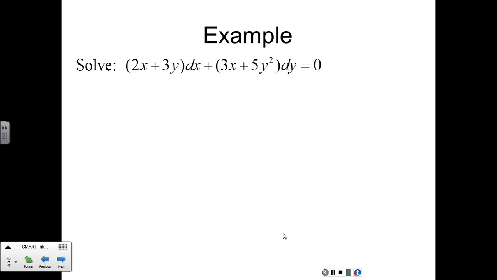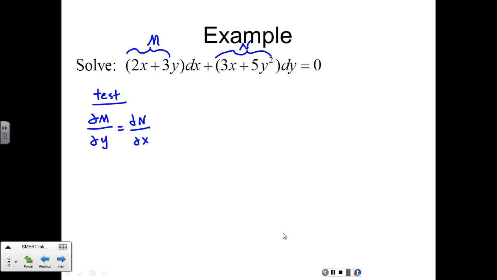Here's the problem. If I want to test this and say, is this an exact differential equation? What I'm going to do is pretend that this part is the M, and the part with the dy is the N. So the test says this: your partial of M with respect to y has to equal your partial of N with respect to x. That has to be true.